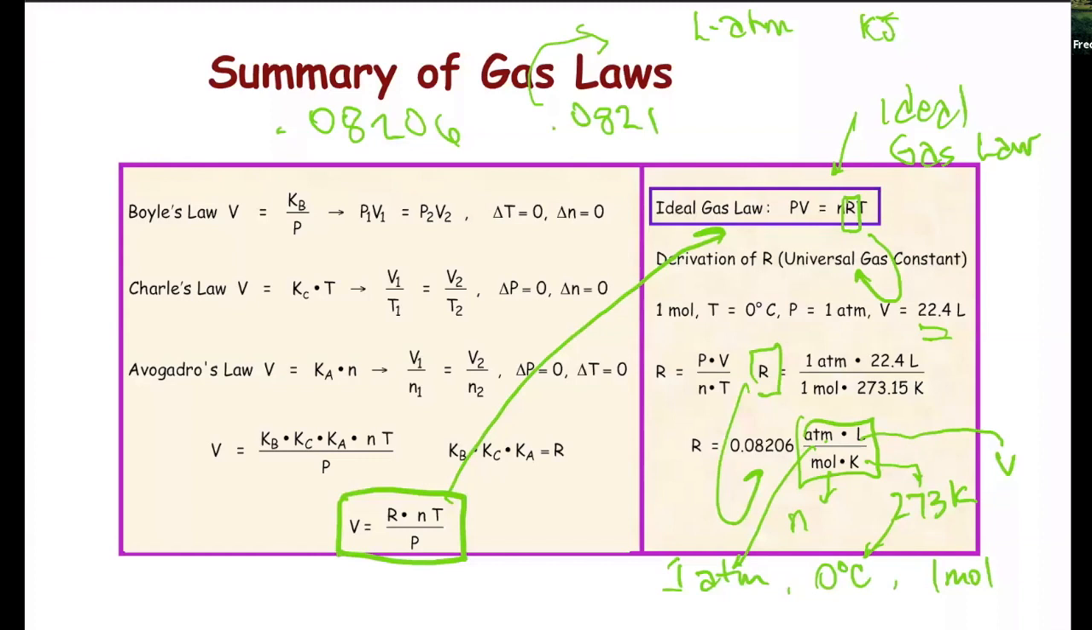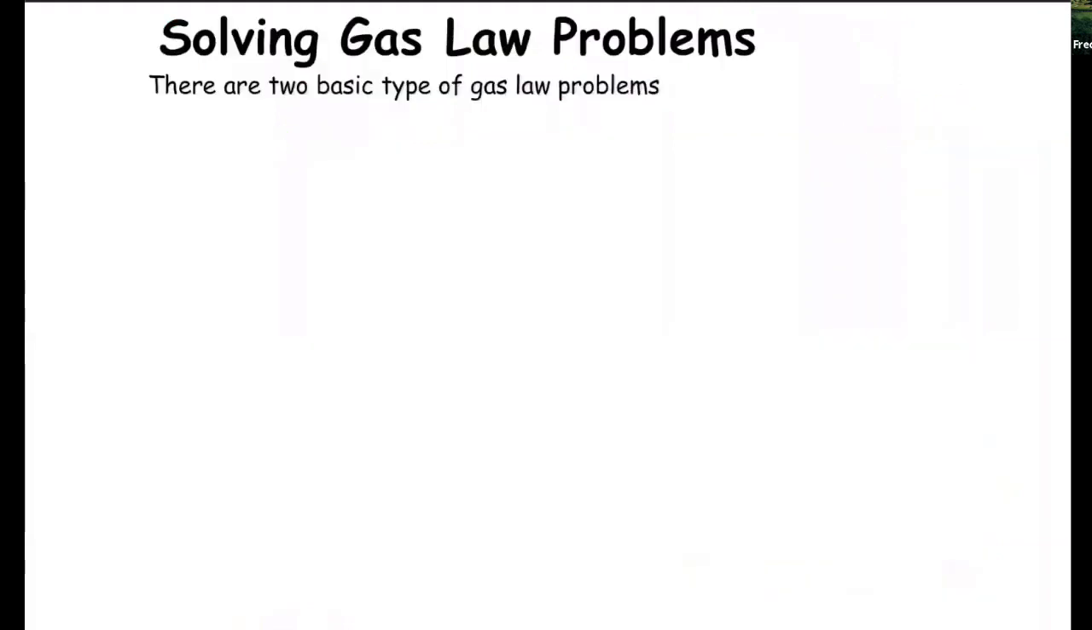PV equals nRT. If you want to remember this, we call it PV nRT, okay? Some mnemonic device tells you PV is that equation, PV equals nRT. So how do we use PV equals nRT? Well, we use it to solve gas law problems. And there are 2 basic types of gas law problems. One in which you only have one condition. So what do I mean by one condition?